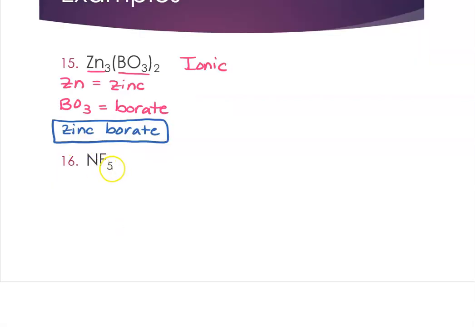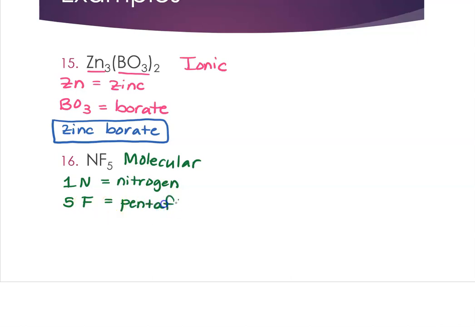Next up, NF5. N is N, but it's not NH4. In order for it to be NH4, there has to be an N and 4 H's, but this doesn't have that, so we just look at the N by itself here. N is not a metal, it is a nonmetal, so this is going to be molecular. I have 1 N and 5 F's. Molecular means prefixes, but since I only have one of the first element, I do not use a prefix. And then 5 is penta, and F is fluorine. N is nitrogen, I don't think I said that. And then we change the ending to ide, so this is just nitrogen pentafluoride.